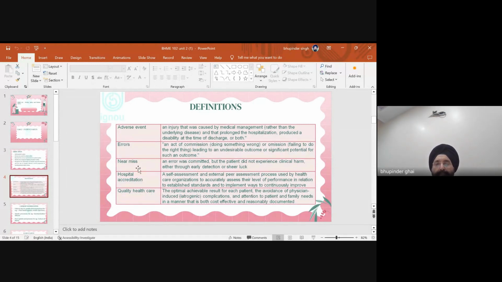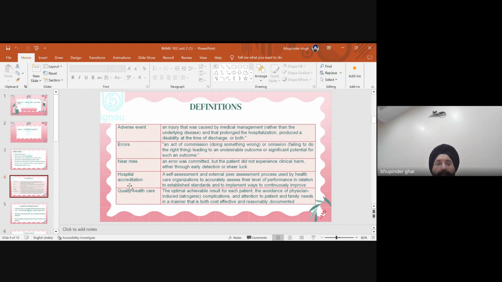Next is near miss. When we say near miss, an error was committed, but the patient did not experience any clinical harm, either through early detection or sheer luck. That means the patient was lucky, he did not suffer from any bad effect. Then we call it a near miss. The error was committed, but because of the patient's luck or because it was detected early, the patient does not have any adverse effect. Then it is called near miss.